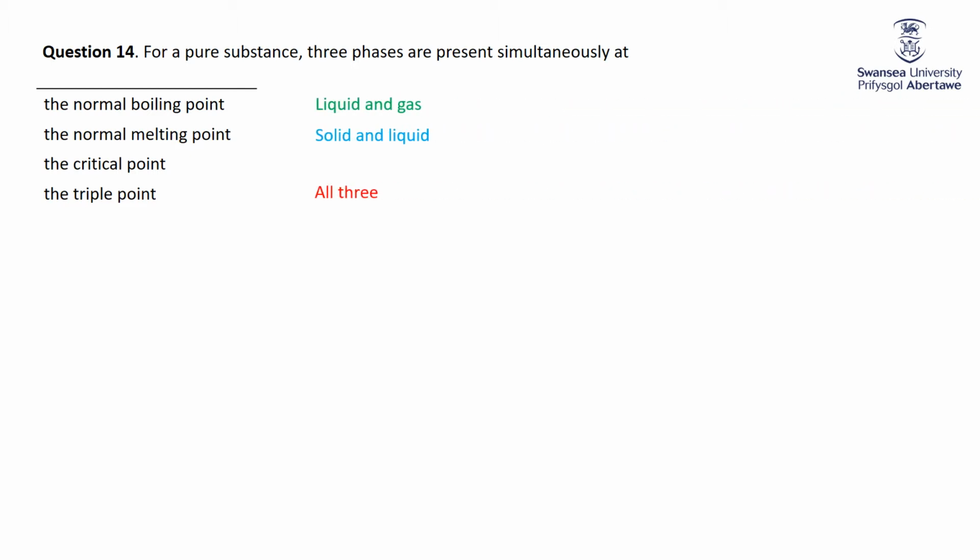Critical point, normal boiling point, you've got liquid and gas. Normal melting point, solid and liquid. The critical point is the point above which the substance cannot be liquefied. So the triple point, you should know, is all 3.